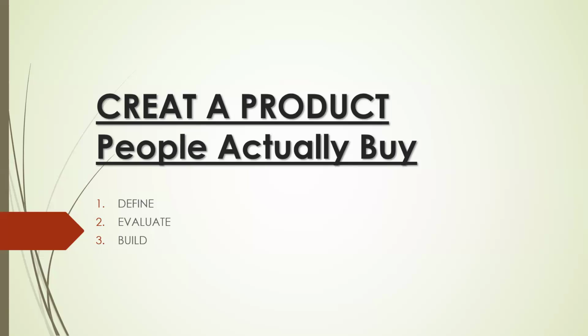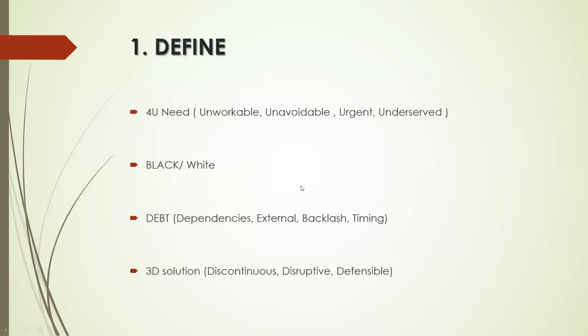All right, from the video, we have to create a product. It's a simple video, by the way. What we got from the video is we define, we evaluate, and we build. From our define, the four you need, the four use are unworkable, unavoidable, urgent, undeserved, black and white. For preface, this is what our colleague Oguye Titai made, so I'm just helping her present it. So pardon some inconsistencies here and there.